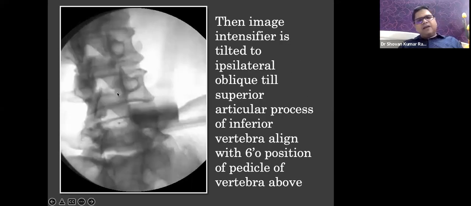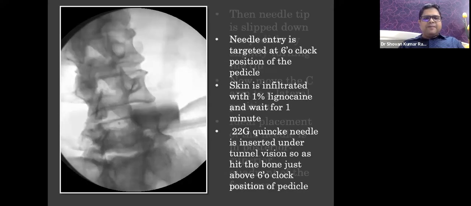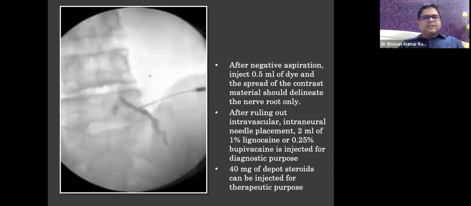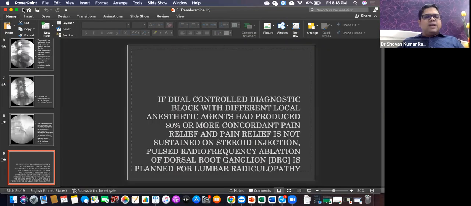Now you make an oblique view. After making an oblique view, for entering into the foramen, transforaminal or selective nerve block, the position is just below, at the 6 o'clock position. Now I'm putting the needle. In the lateral view, you have to confirm that the needle is just at the top of this foramen. This is what the foramen is. After that, put some amount of dye. The dye will be distributed along the nerve so that you can confirm the position, and after that you can put some local steroid and local anesthesia.